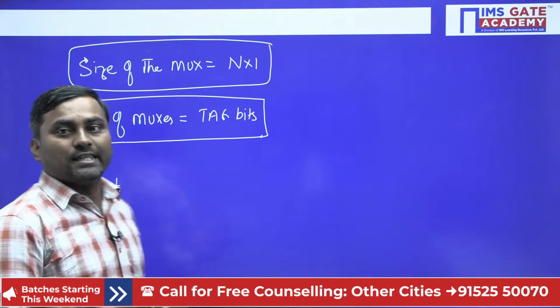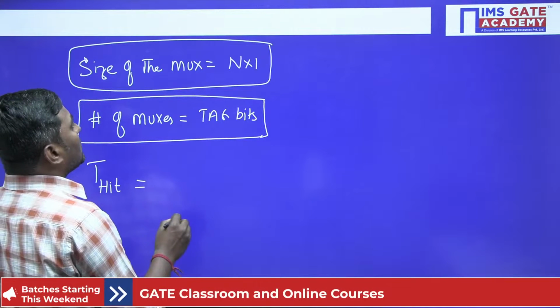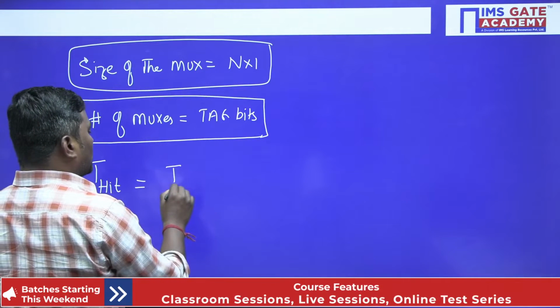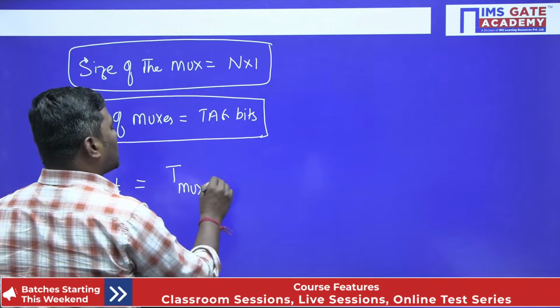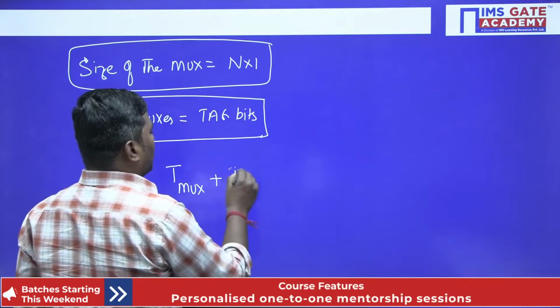Now the third thing, to say whether it is a hit or a miss, is the time for a hit, also called hit latency. First, where you are searching, the multiplexer is used, so the time for the multiplexer is required, plus the multiplexer connects to a comparator, so the time for the comparator.